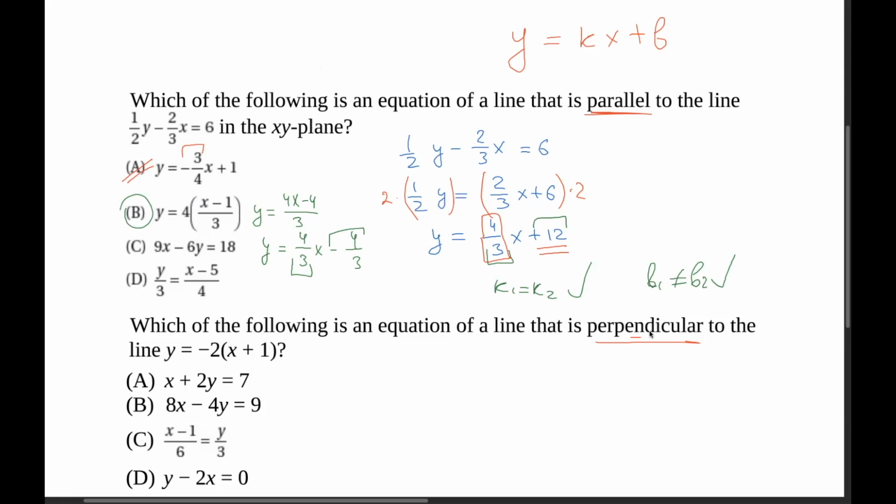Well, the second question is about perpendicular lines. We have to find the slope. y is equal to minus 2x minus 2. Look, it is minus 2. Minus 2 multiplied by what is equal to minus 1?